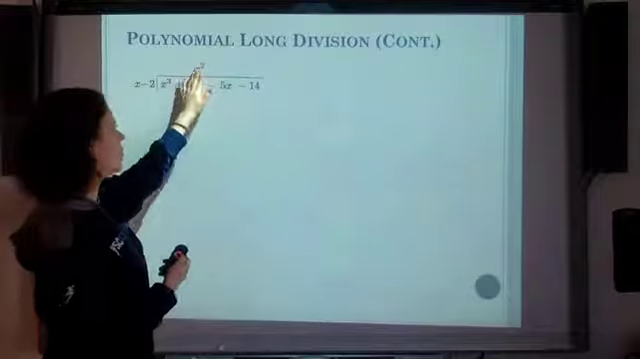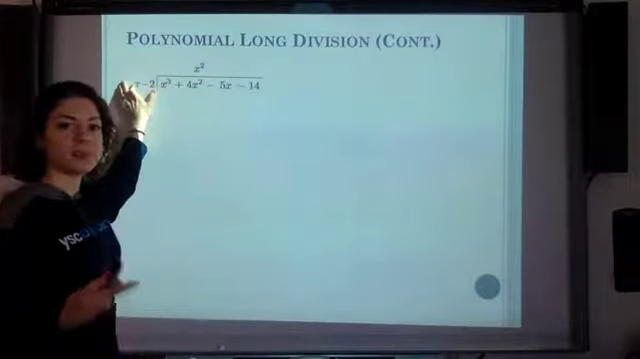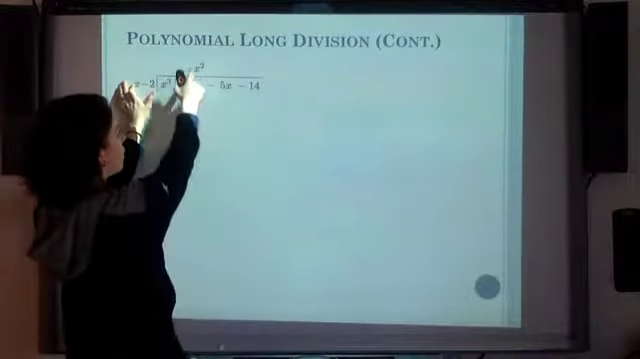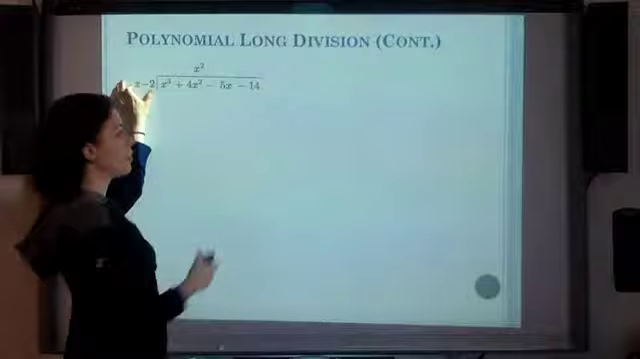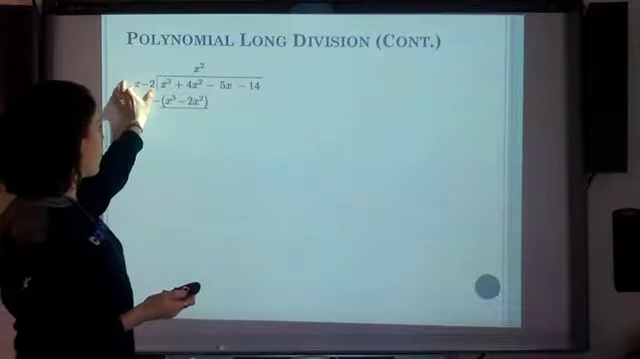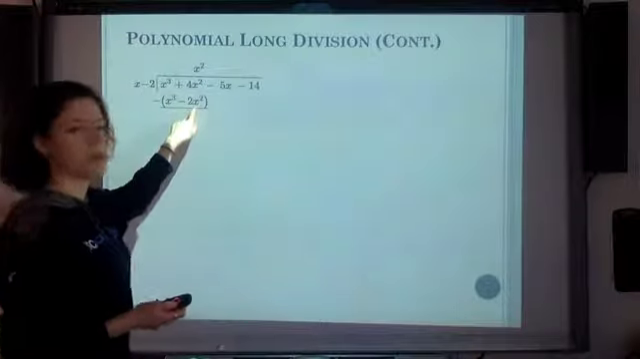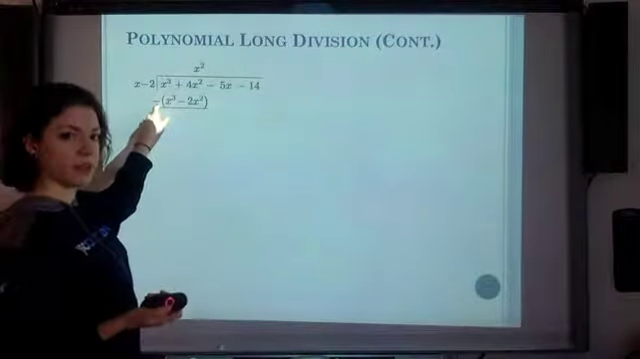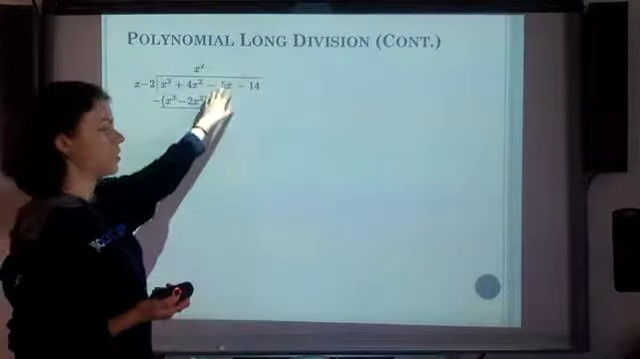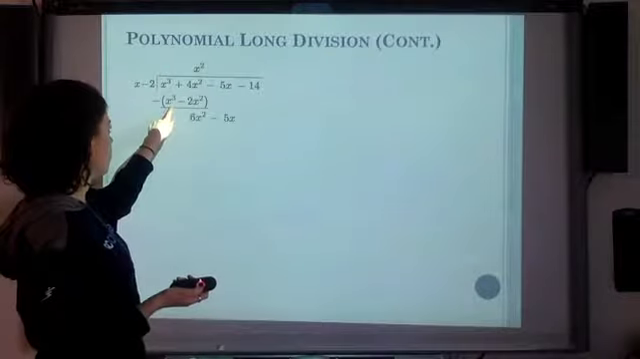Next, what we do is we then multiply the x squared with x minus 2. This parallels the idea of multiplying your number up top with the number you're dividing by and then writing it below. So we're going to do that. X squared times x is x cubed. X squared times negative 2 is negative 2x squared. And again, like numbers, you now subtract this to see what you're left with, and then you bring the next part down. When I subtract it, the x cubes cancel.